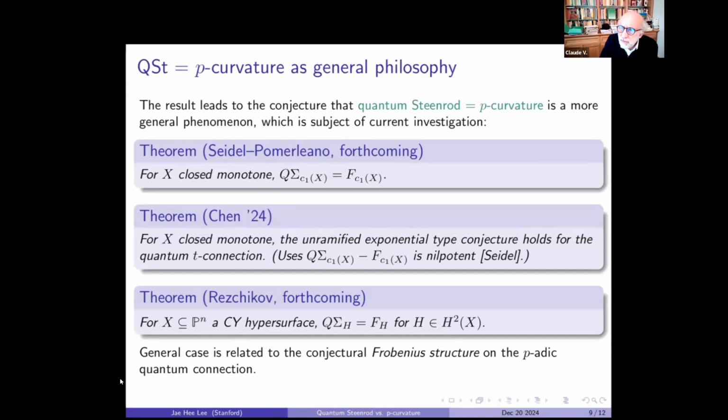And I think there was a talk by Paul Seidel at the Zoominar where he explained some of that. Any more questions?